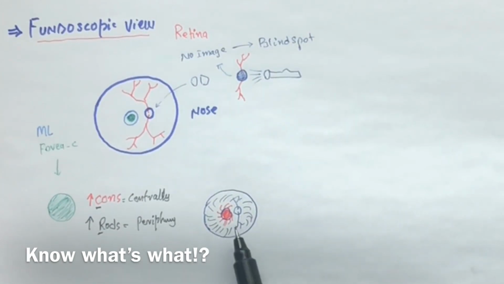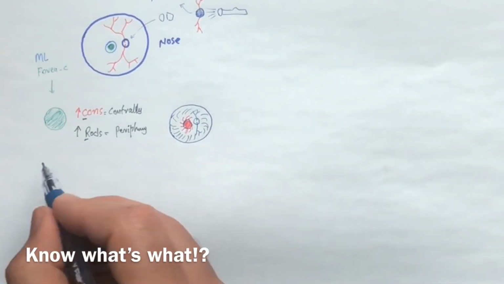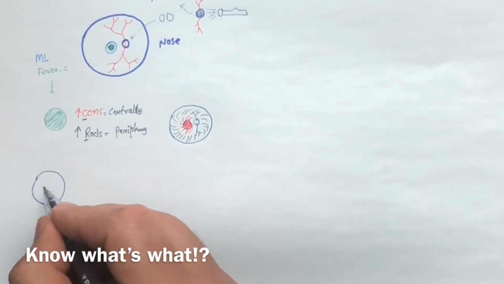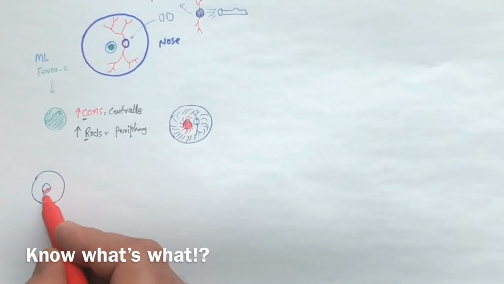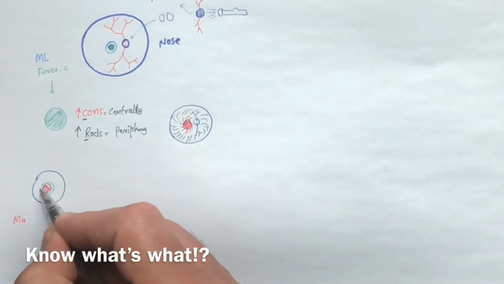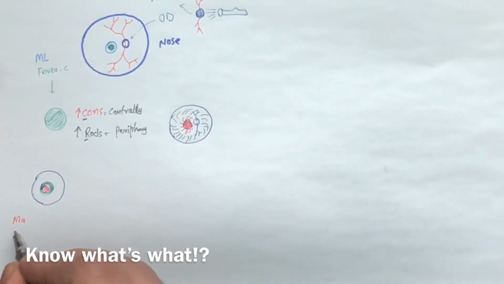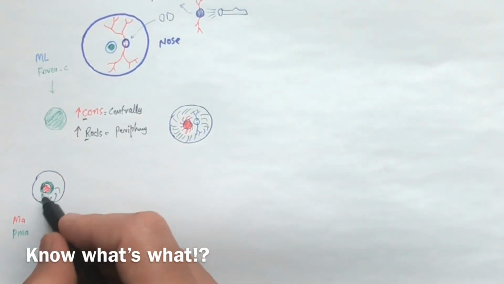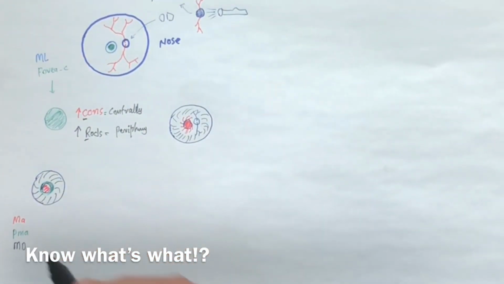Now if you look into another diagram and draw in another way the different zones of retina, this is the retina, and this is the macular area or macular zone in the center, which has a lot of cones, and then next to it is the paramacular area, and the lateral most is the monocular area.